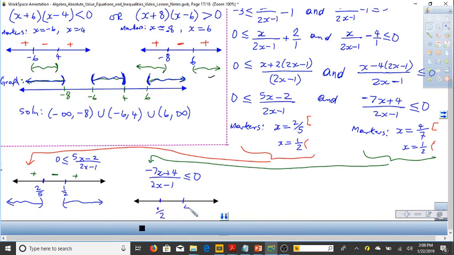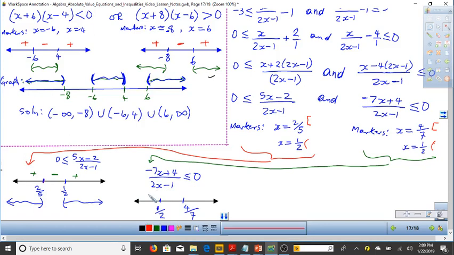The way I know is because 4 is more than halfway to 7. Halfway to 7 is 3.5. So 4 over 7 is more than halfway, so 4/7 is more to the left. So I try 0. I plug in 0 to the left. I get a negative.